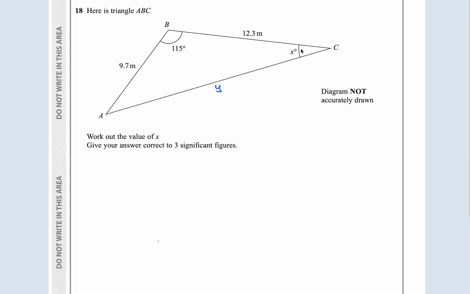So I will use the sine rule, but first I need to find y, and I'm going to find y using the cosine rule. So it's a bit like many of the questions that I've seen where you have to use both, or use the rule twice. So I'm going to use the cosine rule first to find y, because I have this angle and the two sides, well, the two sides and the angle between them, which is a cosine rule question.